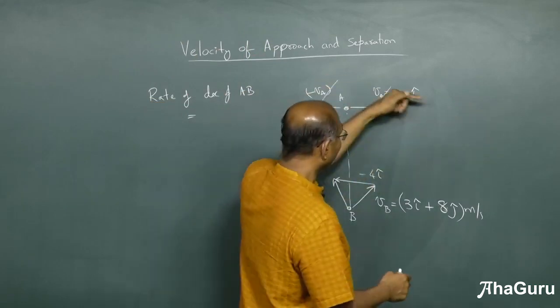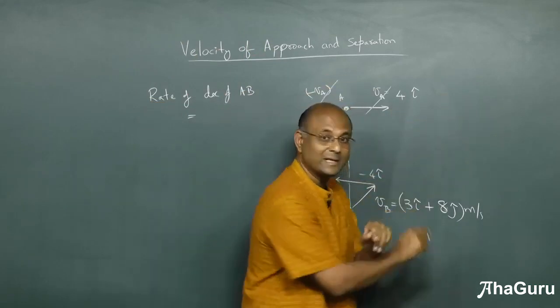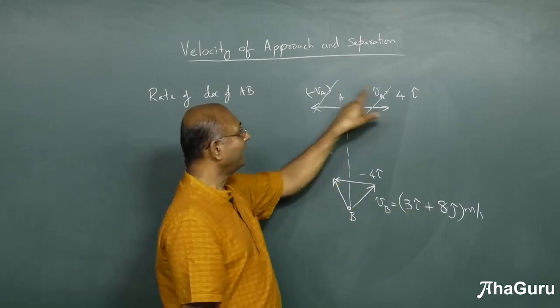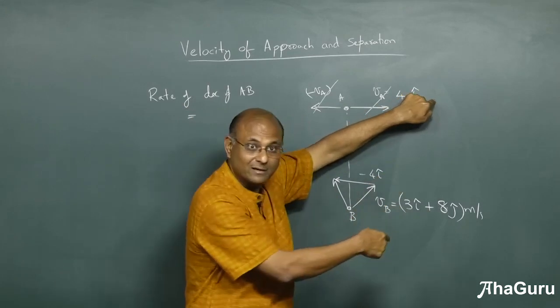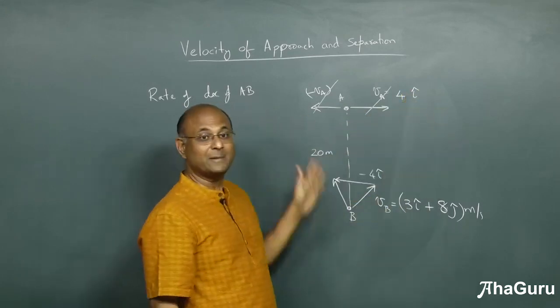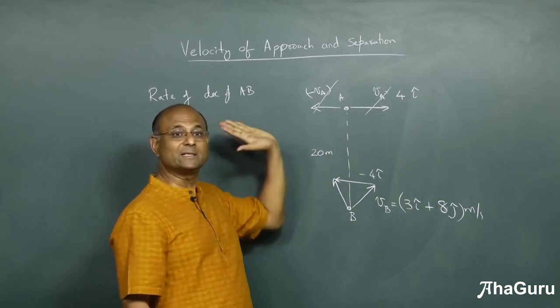But A is going 4i, so it's going horizontally more than B is going. So if A reaches here, B is a little bit behind. It is going up, but it is behind, right? So relative to A, what will happen? B is actually moving in this direction.